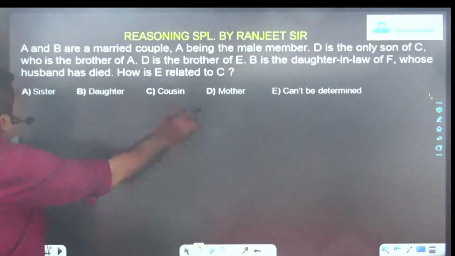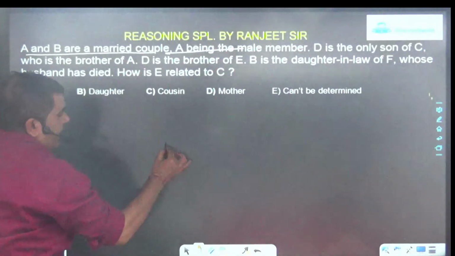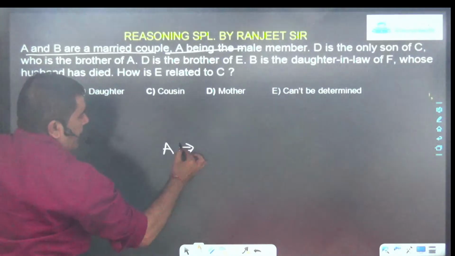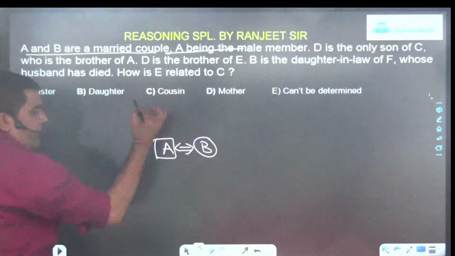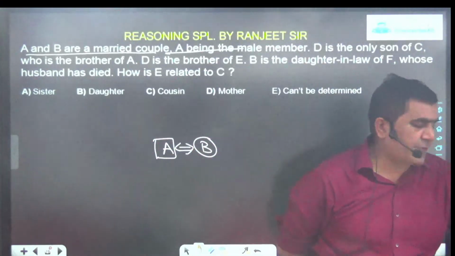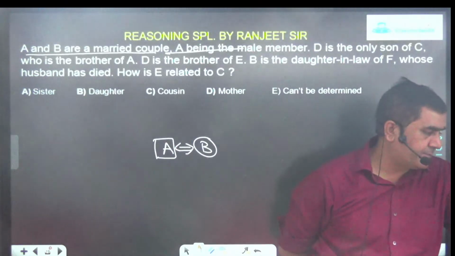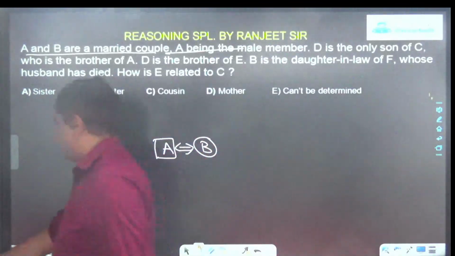See, here they are saying A and B are married couple, A being the male member. So I will say A and B are married couple, and out of these two, A is the male member. So B must be female. Who got the answer for this one? Anyone who got the answer for this one?